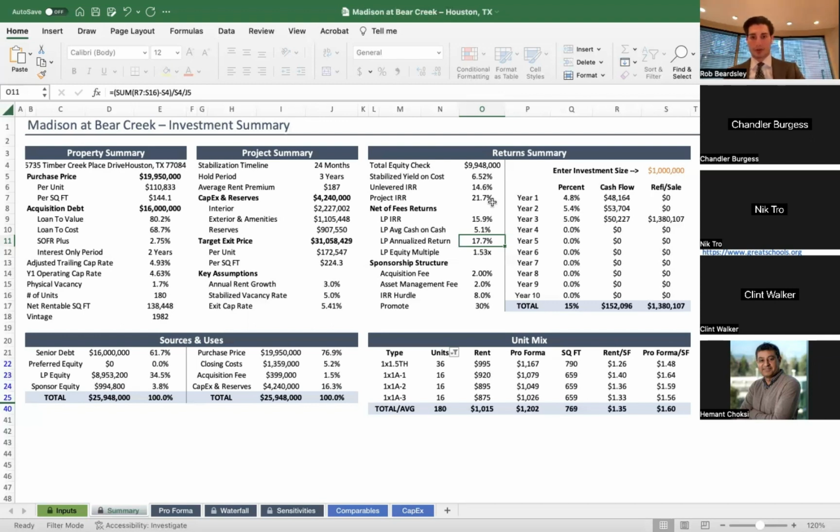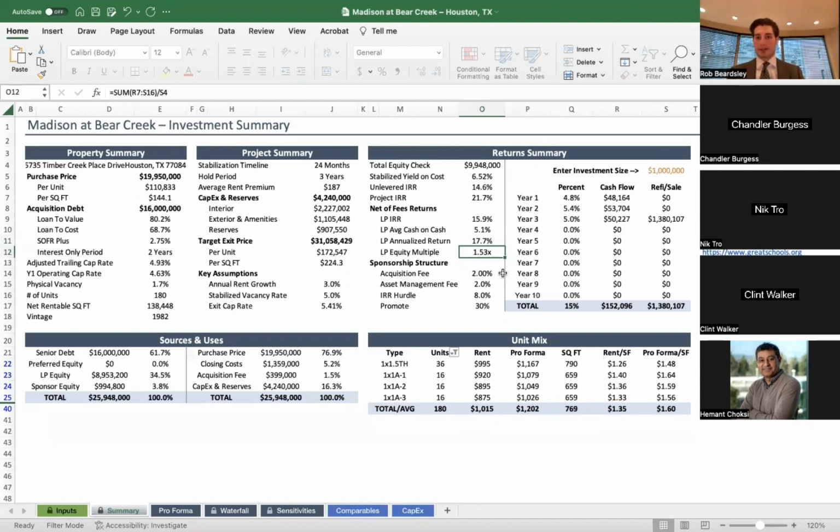You just take the total returns of the deal, divide it by the initial investment, and divide it by the number of years. And then that's your average annualized return. So if you look at this, for example, if you take 17.7 and multiply it by the projected hold period of 3 years, you're going to end up with exactly the equity multiple of 1.53.